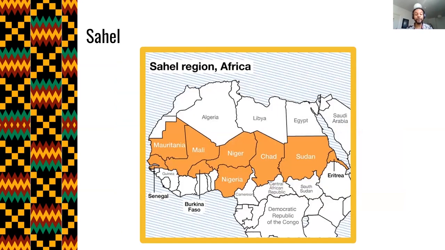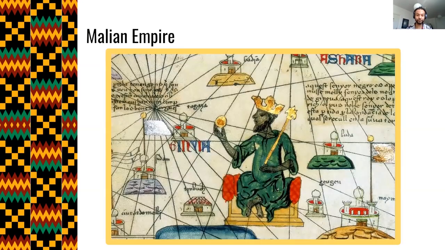So I'm going to move a bit south and start with the Sahel region, which is basically the stripe that is between North Africa and the rest of Africa. And this image is of Mansa Musa, probably the most famous king of the Sahel, of the kingdom of Mali. And he was, according to some research, the richest man who ever lived, ever, more than Bill Gates.